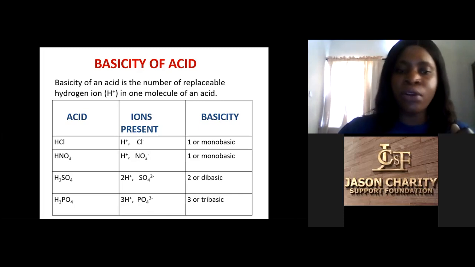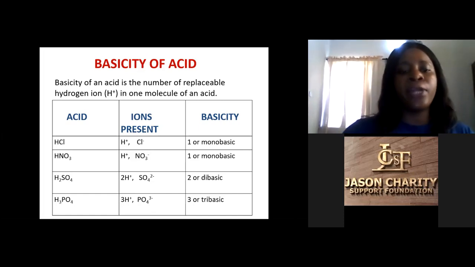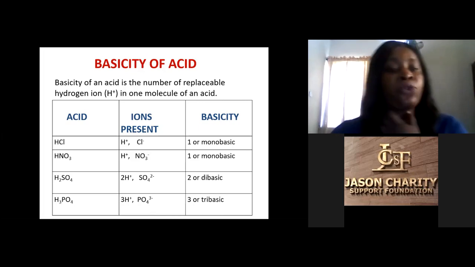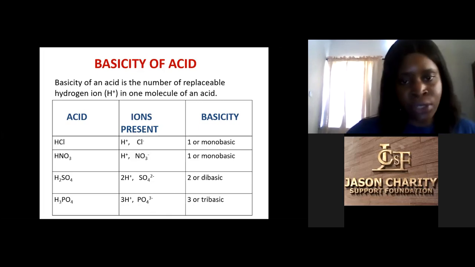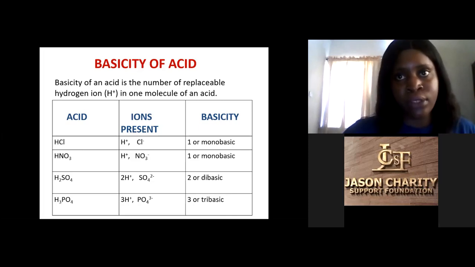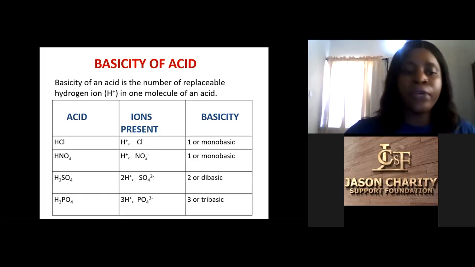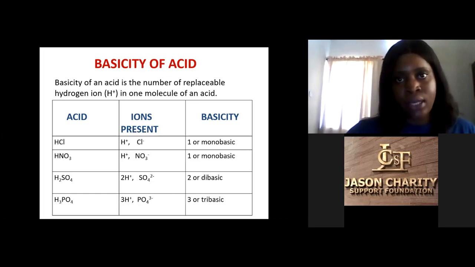All right, so we also have the phosphoric acid. As you can see, this is the tetraoxophosphate 5 acid. When it undergoes ionization, it produces 3 hydrogen ions and then the phosphate ion. So therefore, phosphoric acid is tribasic, and as such, the basicity is 3.